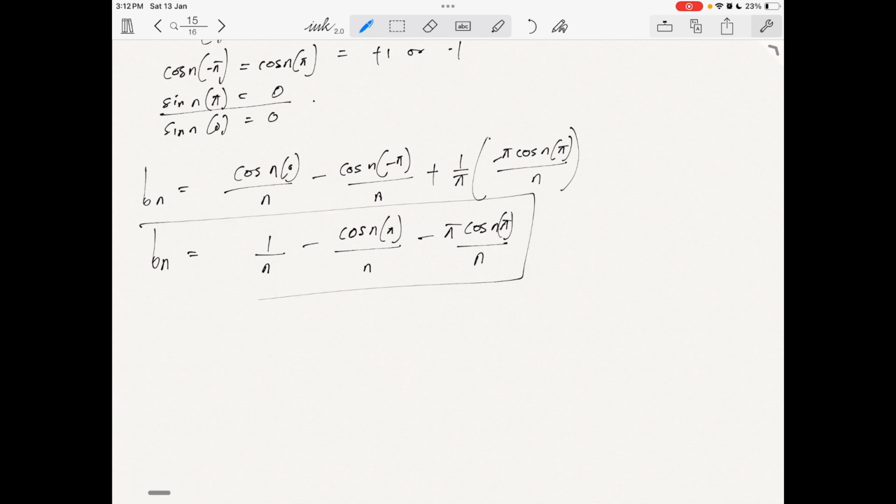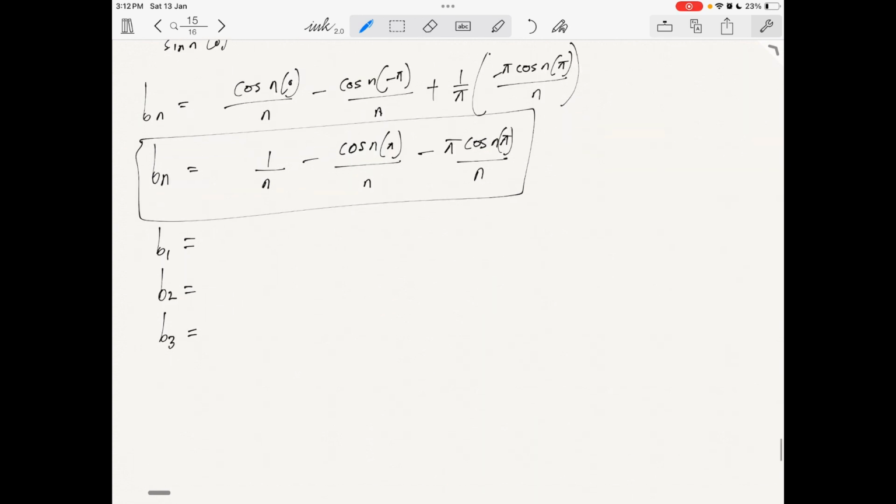Now with b of n equals to this, we can evaluate b1, we can evaluate b2, we can evaluate b3, and we can also evaluate b4. So when you substitute 1, we realize that b1 is equals to 3 over 1, which is 3. b2 is minus 1 over 2. b3 is 3 over 3, which is 1. And b4 is minus 1 over 4.